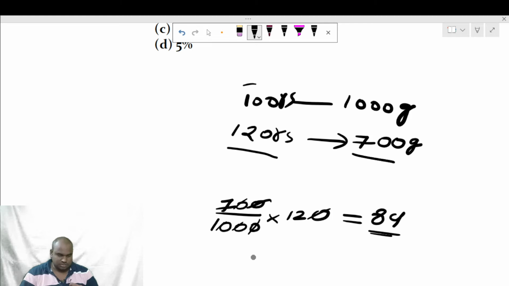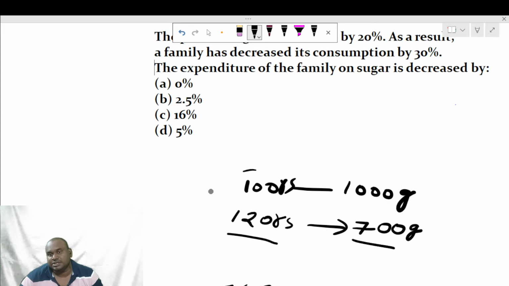They are not spending 100 rupees because they reduce the consumption. If they maintain the same 1 kg, then they need to spend 120 rupees, but they're not maintaining the same consumption. They reduce the consumption because the rate is increased. To save some money, they reduce the consumption. 84 rupees, now they are spending to purchase 700.